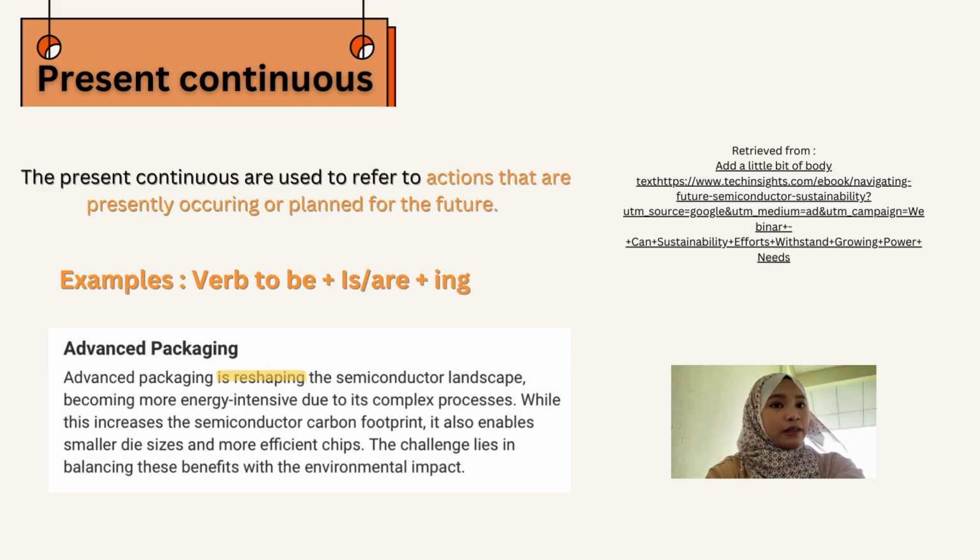Next, we have the present continuous. What is the present continuous? Present continuous is used to refer to actions that are presently occurring or planned for the future. As an example, advanced packaging is reshaping the semiconductor landscape, becoming more energy intensive due to complex processes. Present continuous is structured as the verb to be, is or are, plus the suffix ing. So, in this case, the example I have given is reshaping.